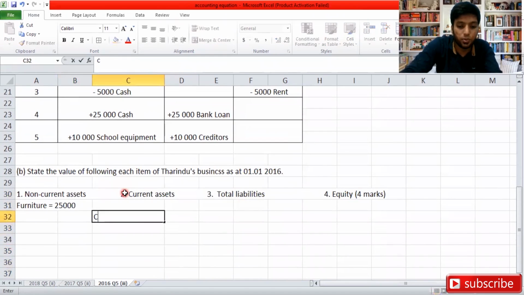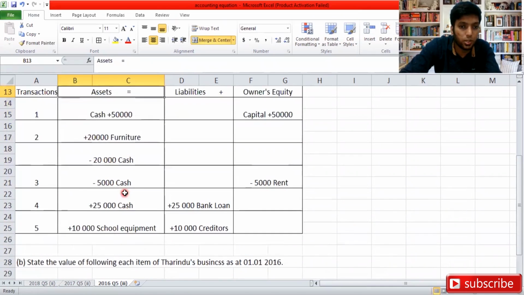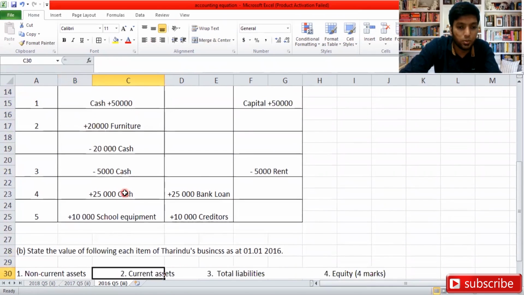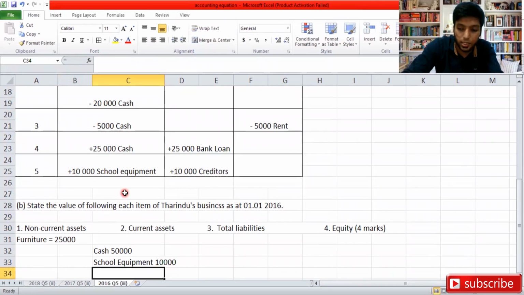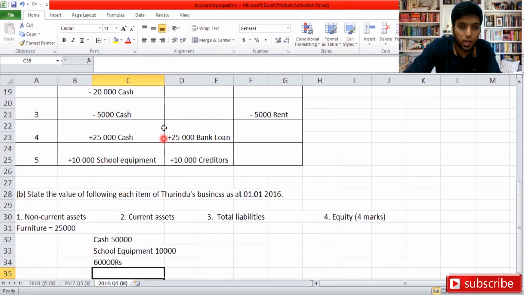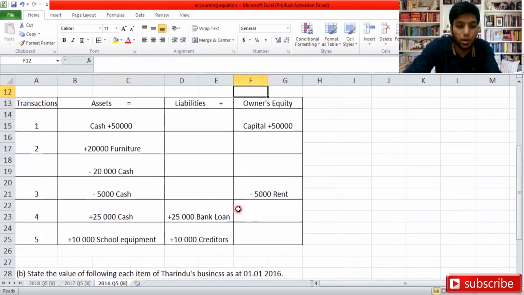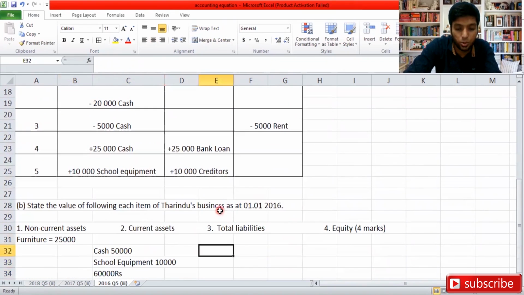So right here, cash 50,000, and you have school equipment. How much is school equipment? School equipment is 10,000, which you have as current asset. So you write here school equipment as 10,000, and now altogether you have current assets of 60,000. This is your total. So you can write 60,000 rupees to show your current assets. Let's move on to total liabilities. They have asked for total liabilities, not current liability. So 25 plus 10 is 35,000. So you can write here 35,000 as total liability.